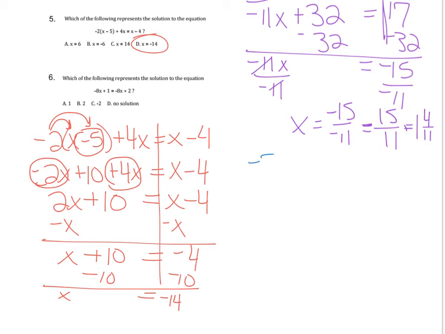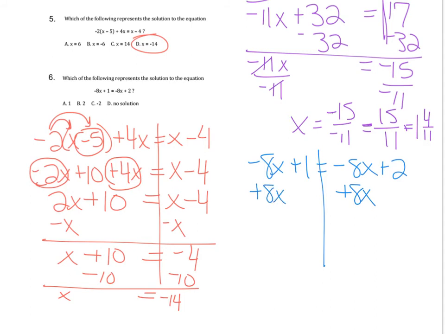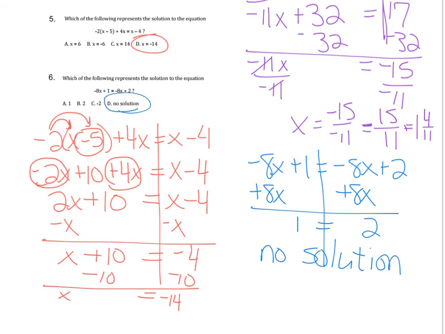Now, number 6 says, which of the following is the solution to this equation? I've got a variable on both sides. Negative 8x plus 1 equals negative 8x plus 2. Find my equal sign. I look on the left, I look on the right. There's no distributive property. There's no combining like terms, so I move my variable. Notice they match. That means something funky is going to happen. So we're going to add 8x to both sides. I get 1 equals 2. Does 1 equal 2? Of course not. That means this equation has no solution. There is no value of x that will make that true.